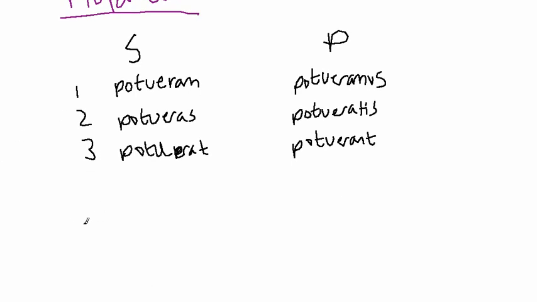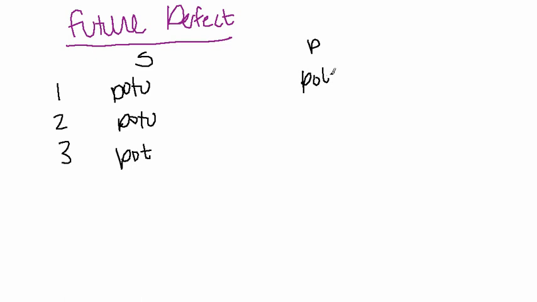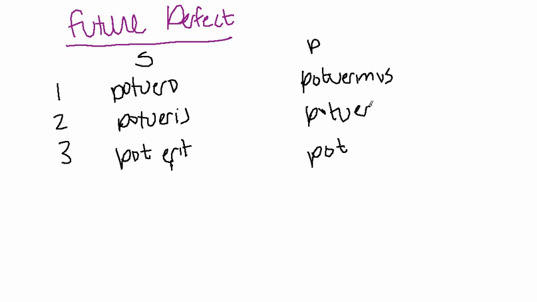Okay, and now it's almost the same thing for the future perfect. Let me write that down. Future perfect. Singular and plural. 1, 2, 3. Again, just take your third principal part, put it down in all the spaces, just keep on jotting it down. And then you're going to add your future tense endings. Potuero, potueris, potuerit, potuerimus, potueritis, potuerint.